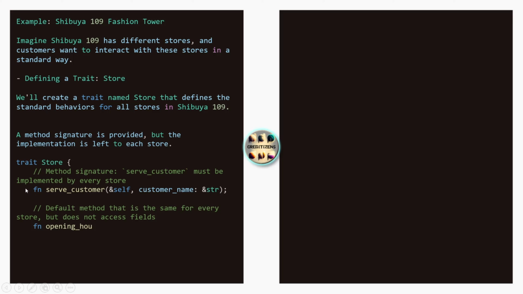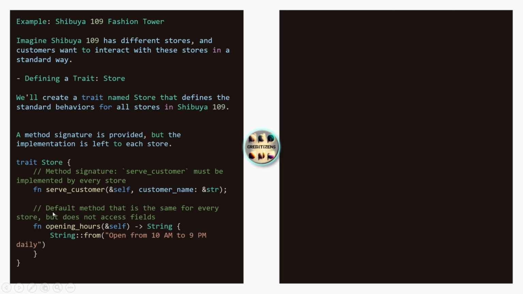So here we have a trait. A trait is defined like that, trait Store. The method signature, serve_customer, must be implemented by every store. And here we just got the signature of it. We could also have an arrow here to say what it is returning. So this is also part of the signature. And here it is going to take the reference of the type itself, and the extra parameter, which is the reference of the customer name.